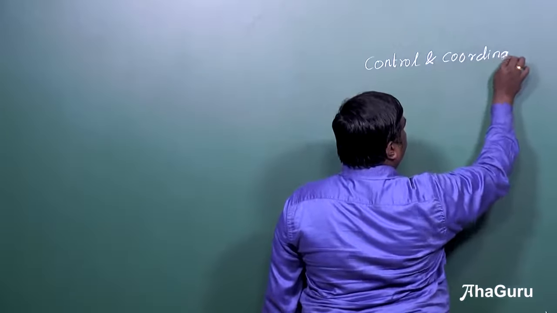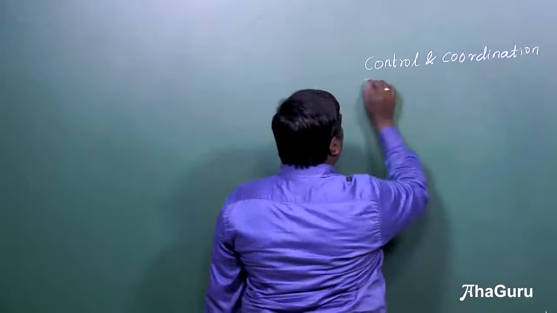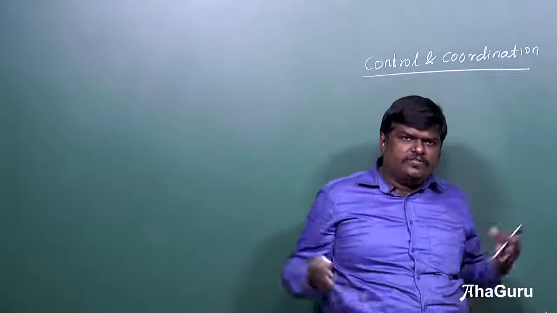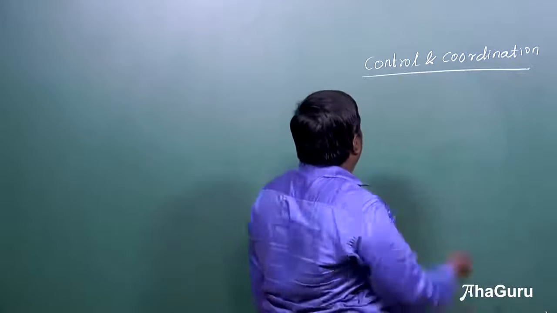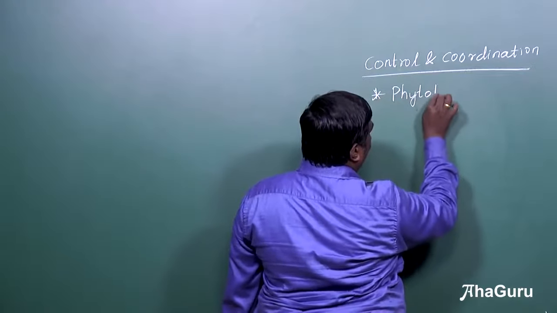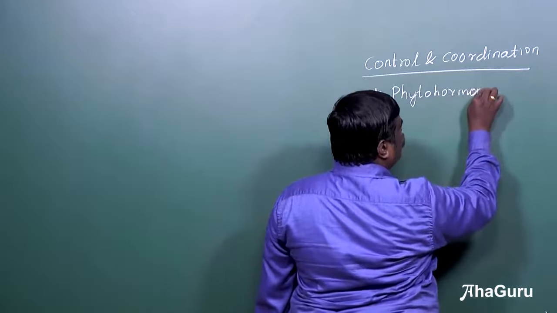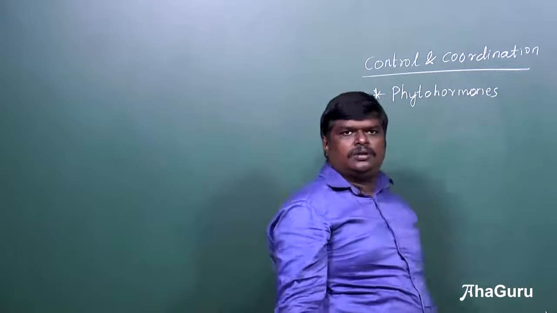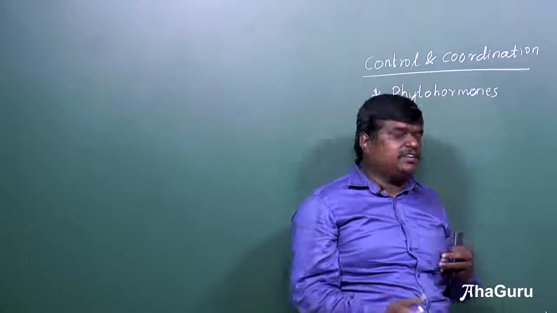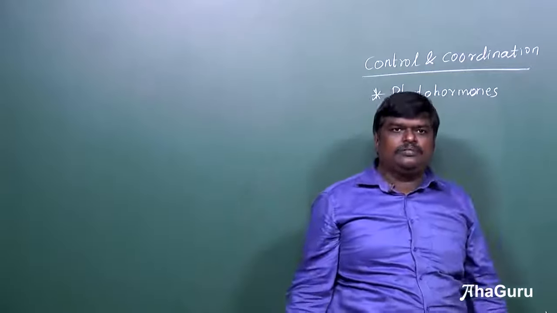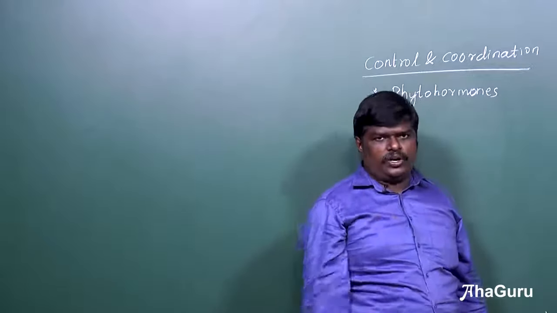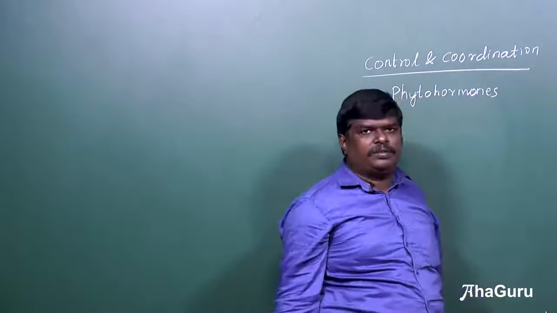In our body, as well as in plants, there are controlling systems which control and coordinate various functions. In plants, there are substances called phytohormones. For example, auxins, gibberellins, cytokinin, ethylene, abscisic acid. These phytohormones help in control and coordination. They help in growth and development of the plant.